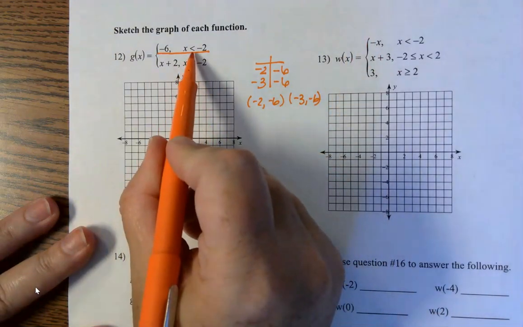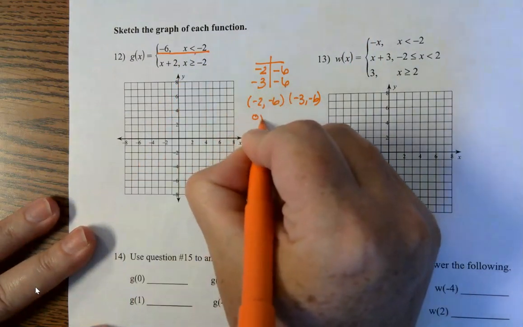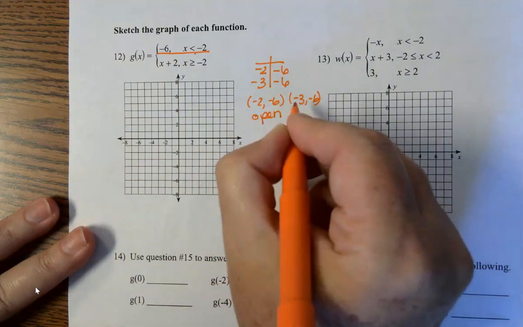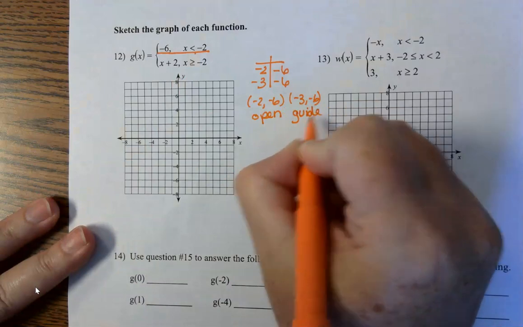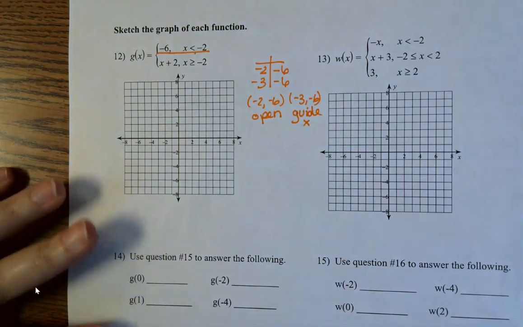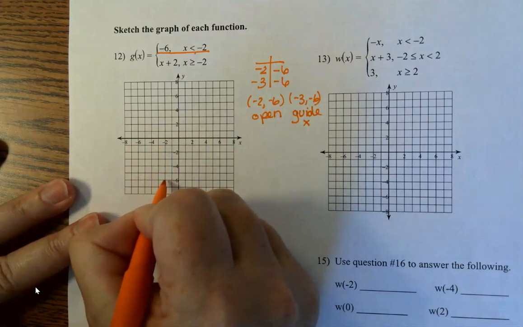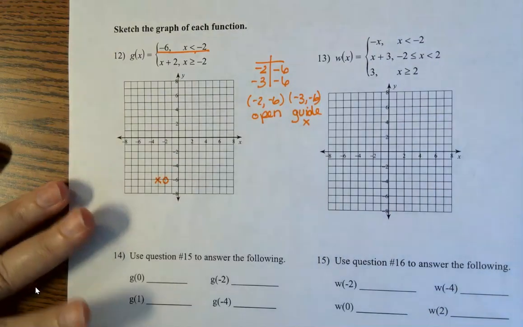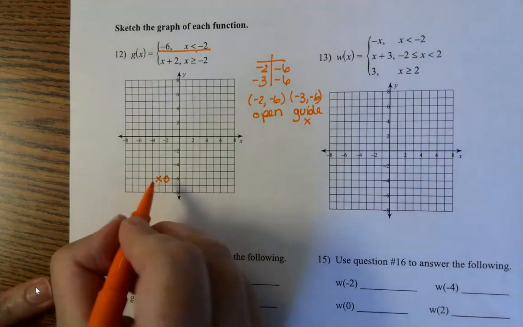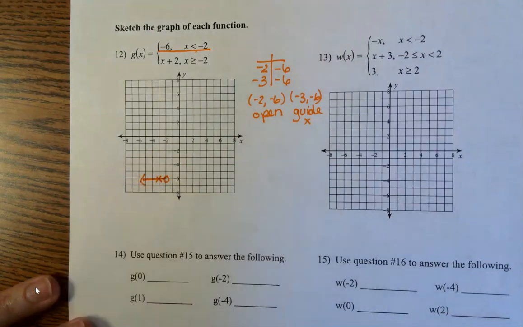Because there's no equal to bar here, that means at -2 we're going to be an open dot. And since we came up with -3, this is going to be our guide, and this will be with an X. So we're going to graph this. So at -2, -6, we're open, and -3, -6, we're going to put an X. So remember, we're going to go through the dot. No. Start at the dot, go through the X. Okay.